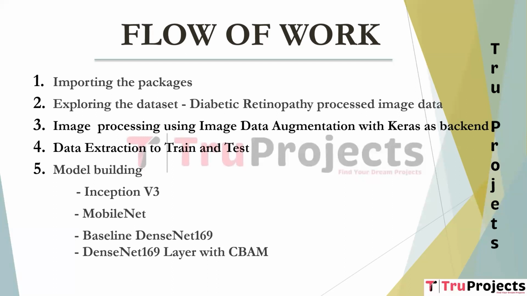DenseNet 169 layer with CBAM. This step involves adding a convolutional block attention module, which is CBAM, to the DenseNet 169 architecture to enhance feature selection and improve classification. DenseNet 169 with CBAM and with INS. In this module, the DenseNet 169 model is further augmented with CBAM and an instance normalization technique to optimize its performance for diabetic retinopathy classification.